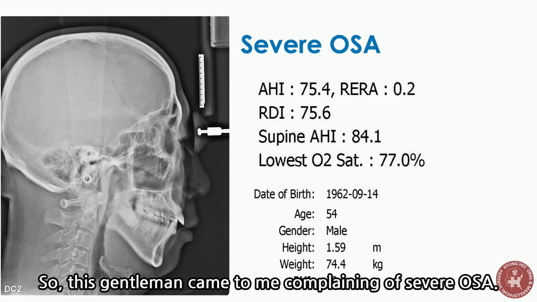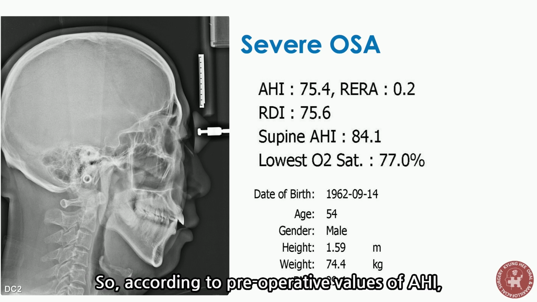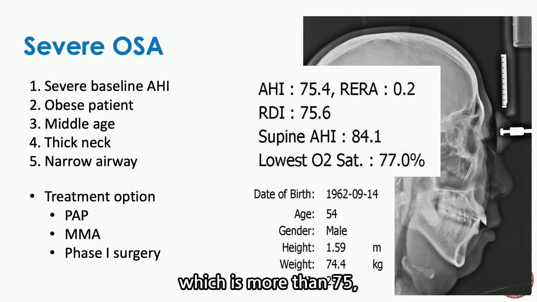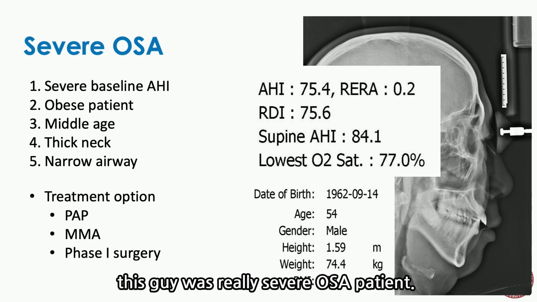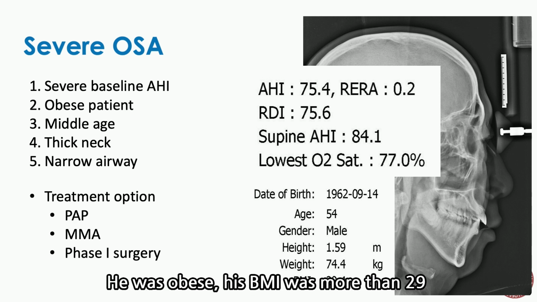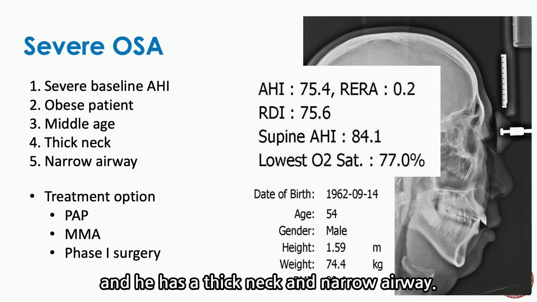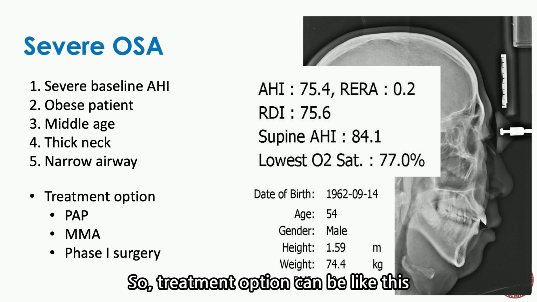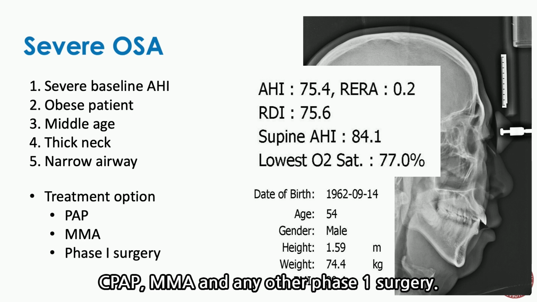So this gentleman came to me complaining of severe OSA. According to the preoperative AHI value, which was more than 75, he had severe OSA. He is obese, his BMI was more than 29, and he has a thick neck and a narrow airway. So treatment options can be CPAP, MMA, and any other phase 1 surgery.